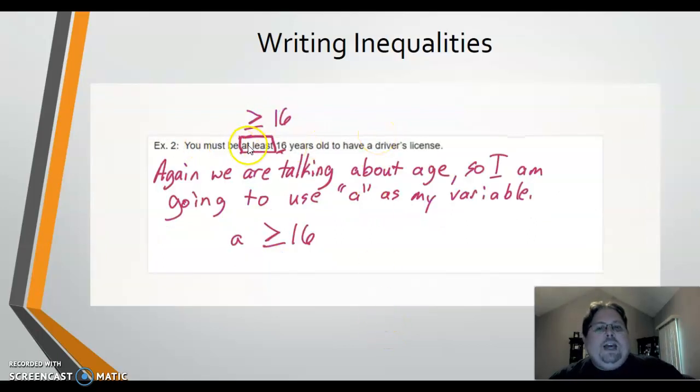Another example: you must be at least 16 years old to have a driver's license. That phrase at least means you can be 16 or larger. You cannot be less than 16. So the symbol we're going to use is our greater than or equal to symbol. Because it's at least 16, it's going to be greater than or equal to 16. Again, we're talking about age, so I'm going to use a as my variable. I put that first, then my inequality symbol, and then the number 16.